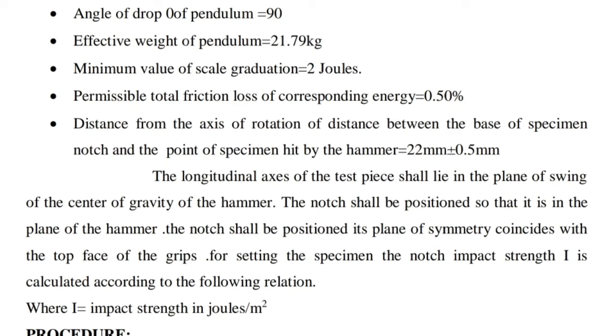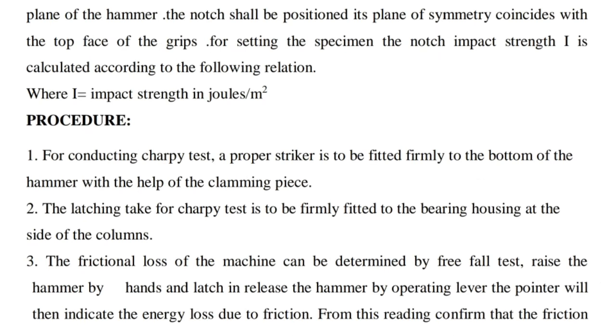The longitudinal axis of the test piece shall lie in the plane of swing of the center of gravity of the hammer. The notch shall be positioned so that it is in the plane of the hammer, and its plane of symmetry coincides with the top face of the grips. For the set specimen, the notch impact strength I is calculated according to the following relation, where I is equal to impact strength in joules per meter square.